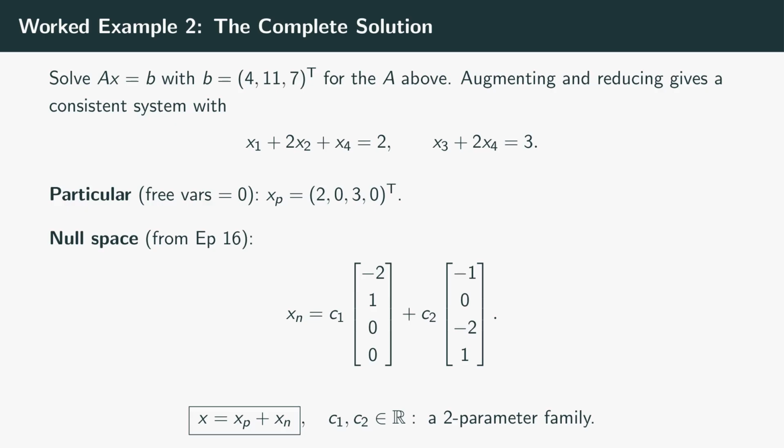For the rest, we add the null space, whose basis we found last episode, the vectors -2, 1, 0, 0, and -1, 0, -2, 1. So the complete solution is x equals the particular solution plus c1 times the first null vector plus c2 times the second, where c1 and c2 are any real numbers. It is a two-parameter family of solutions, which is exactly what nullity 2 predicts. One particular point plus a two-dimensional null space sliding it around.